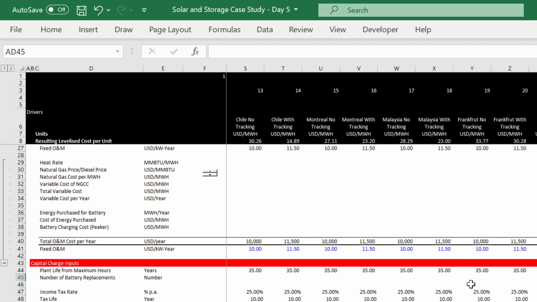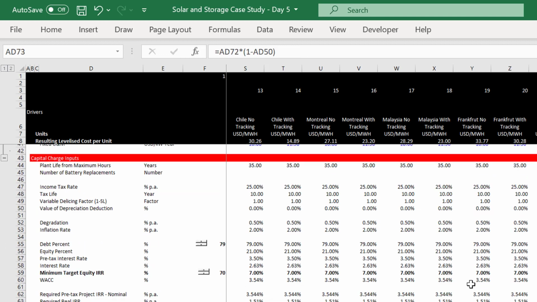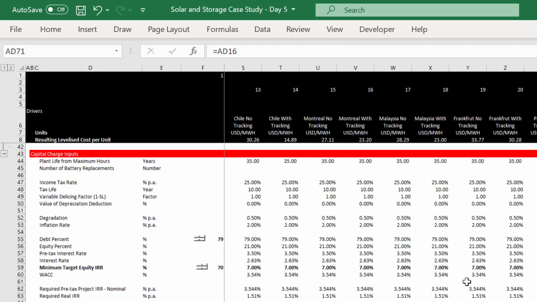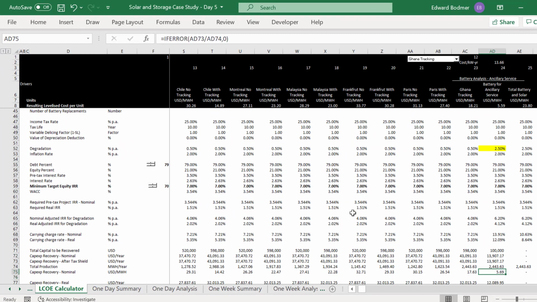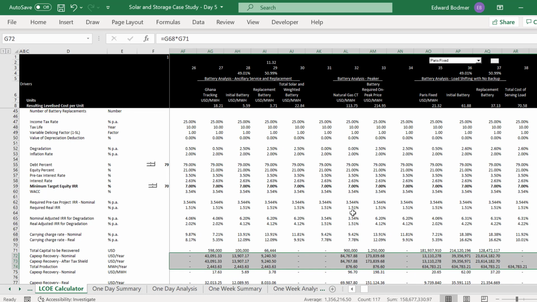This depends on the life, it depends on degradation, it depends on what kind of rate of return we need. Ultimately, we take our capital that we want to recover and we see how much of that capital we have to recover in each year.